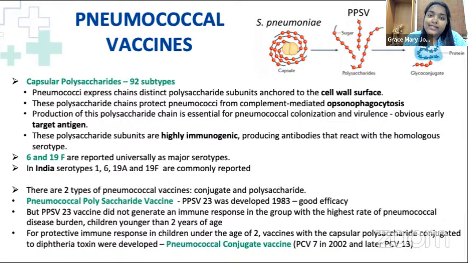And this PCV is something that you give as routine vaccination for children less than 2 years, because meningitis, pneumonia, sinusitis, and otitis media, all 4 infections are very prevalent because of pneumococcus in this age group. That is why we needed this vaccine.